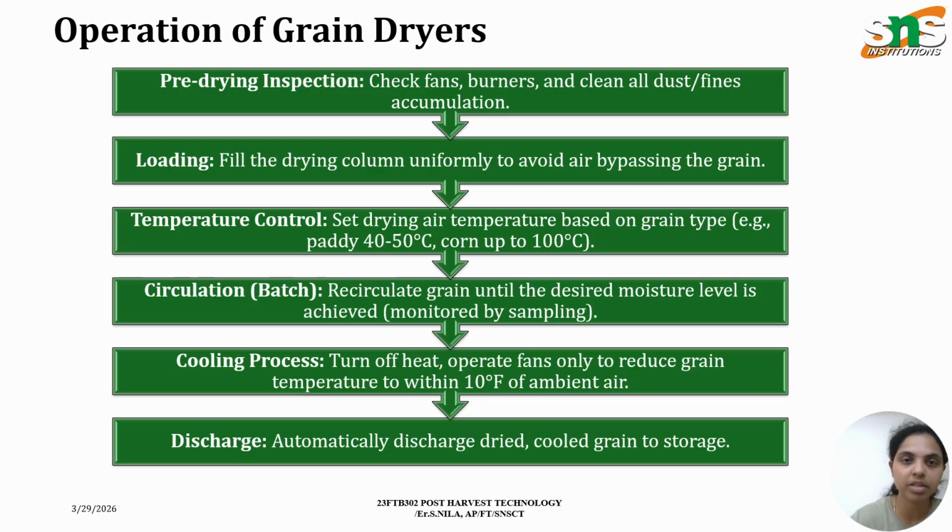In batch dryers, they keep recirculating the grain until the desired moisture level is reached. Moisture is regularly checked by taking samples. After drying, they move to the cooling process. They turn off the heat and run only the fans to bring the grain temperature down to within 10 degrees Fahrenheit of the ambient air temperature. Finally, the dried and cooled grain is automatically discharged into the storage area.